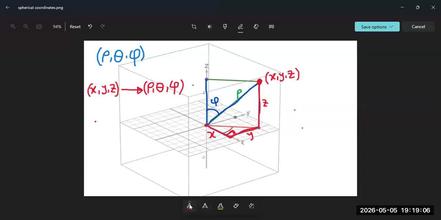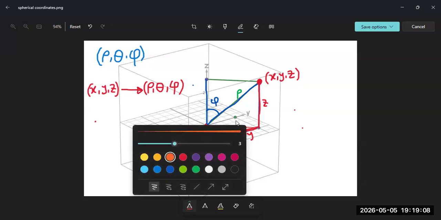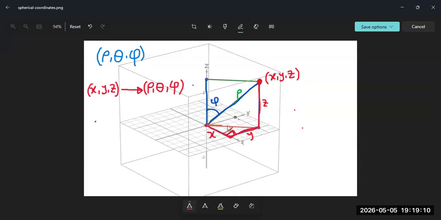So can we calculate this length? Can anyone tell whether we can calculate this length? Yes, sir. Root over x square plus y square. Right. Let's say this length is R. Nice, thank you. So let's say this length is R, and we can calculate this R quantity this way: R is equal to square root of x square plus y square.